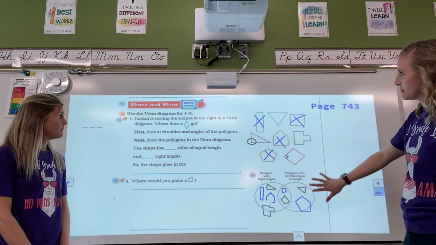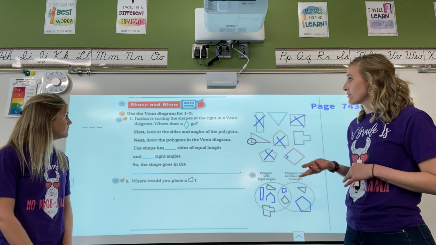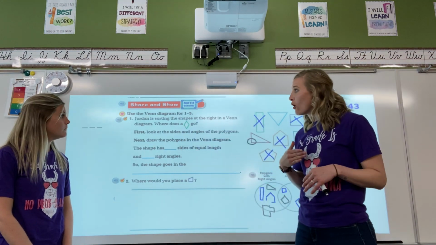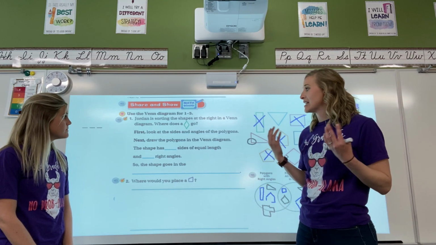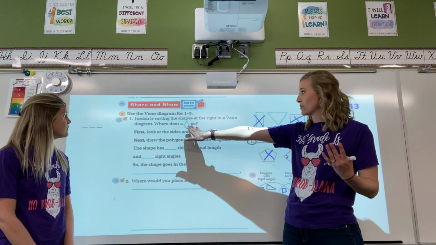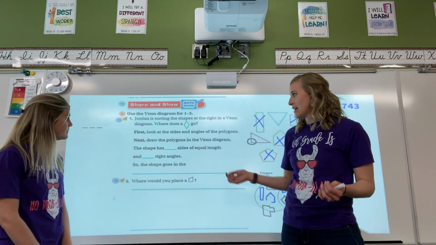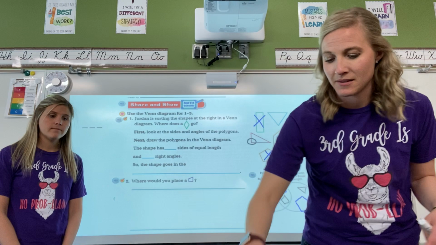So let's look back over here. We've sorted our shapes and it says Jordan is sorting the shapes at the right in the Venn diagram. Where does this shape go? First, look at the sides and angles of the polygons. Then next, draw the polygons in the Venn diagram. So we've already done that. We need to decide where this shape needs to go. I think I'm going to call on someone to help me out with this one. So it says the shape has blank sides of equal length.